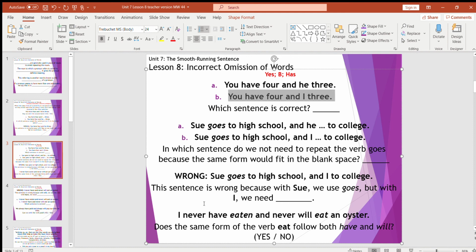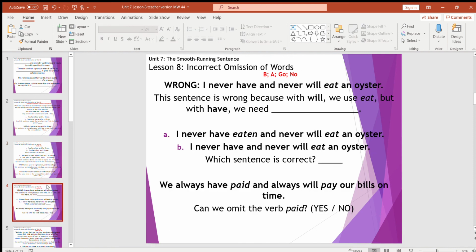I never have eaten and never will eat an oyster. So does the same form of the verb eat follow both the have and the will? No, right? You have eaten and never will eat, right? Not the same form of the word eat. So it would be wrong to say I never have and never will eat an oyster. This sentence is wrong because with will, we need to use the verb form eat, but with have, you don't say I have eat, but you would say I have eaten.